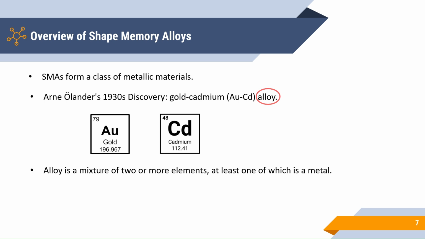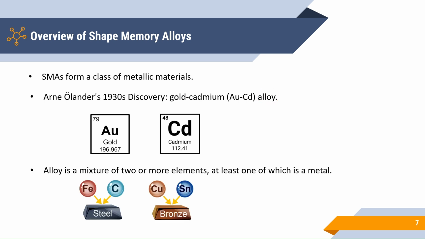The term alloy refers to a mixture of two or more elements, at least one of which is a metal. For instance, steel, which is a mixture of iron and carbon, and bronze, which is a mixture of copper and tin.